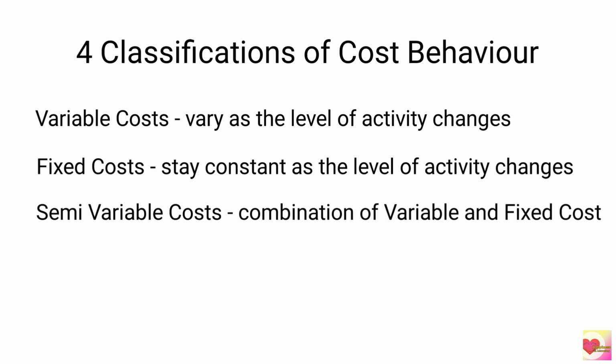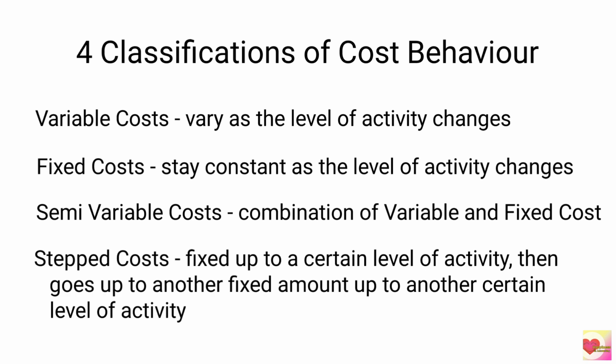Next is semi-variable costs. These costs are the combination of variable and fixed cost. And the last one is stepped cost. These are costs that are fixed to a certain level of activity, then go up to another fixed amount up to another certain level of activity. So these four are the costs in production, which are categorized based on their behavior, or how they vary per level of activity. Now let's go through them one by one.